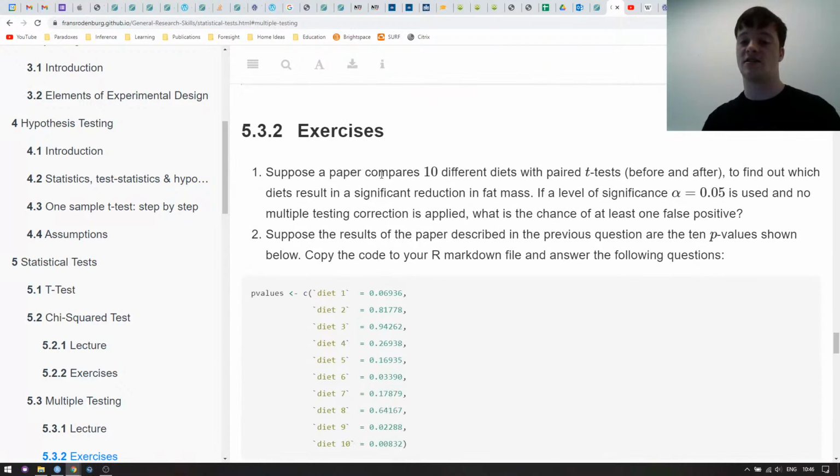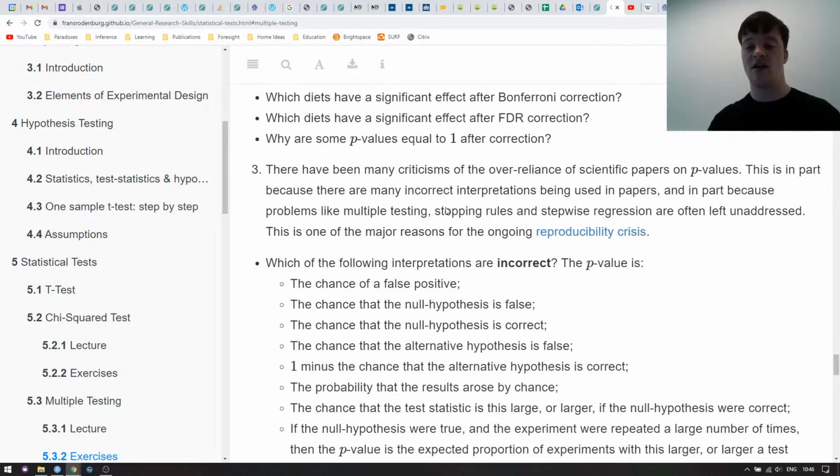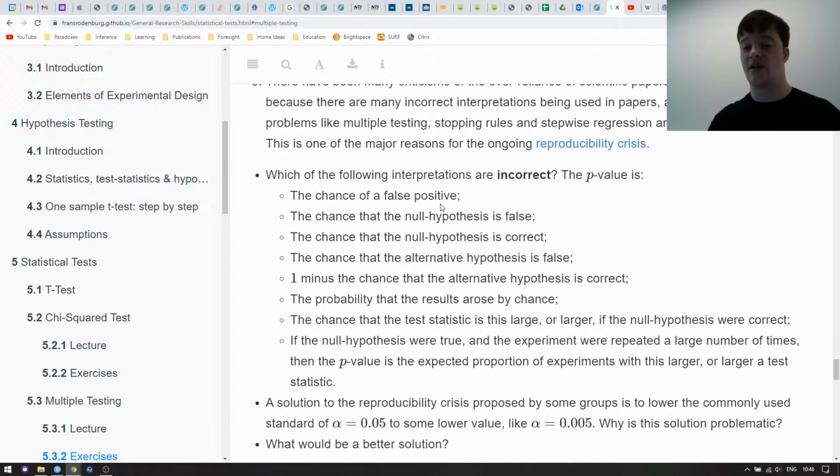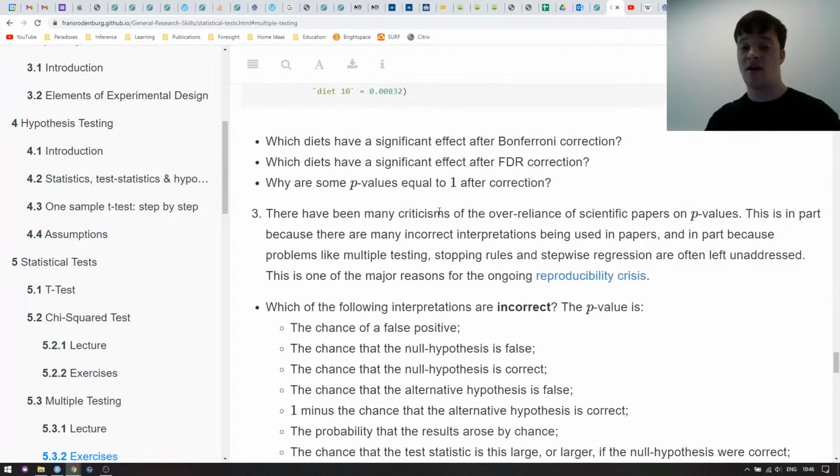These are the exercises, right? Some of them you have to use the formula for the family-wise error rate. Some of them you have to apply multiple testing correction. And some of them are more about correct interpretation of values. These are all types of questions you could expect on the exam.